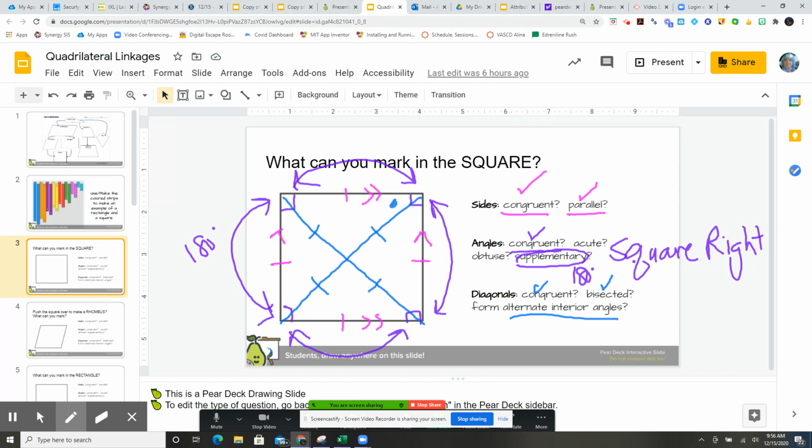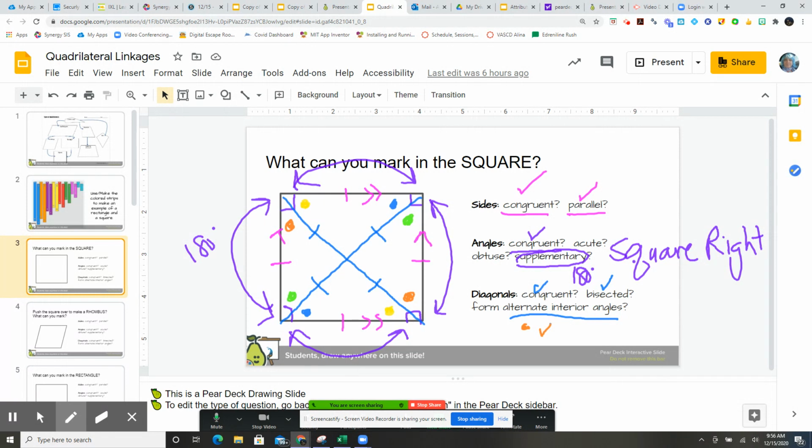And they also form alternate interior angles. So this angle is the same as this angle. And I need you to draw all of these little dots. This angle is the same as this angle. And this angle is the same as this angle. They're alternate. One's on the top and one's on the bottom. Alternate interior angles are all of my dots.